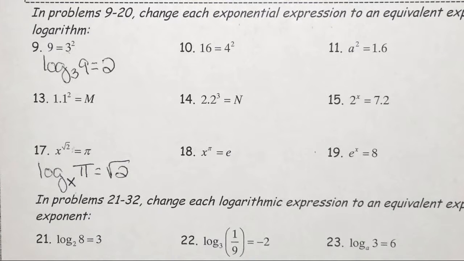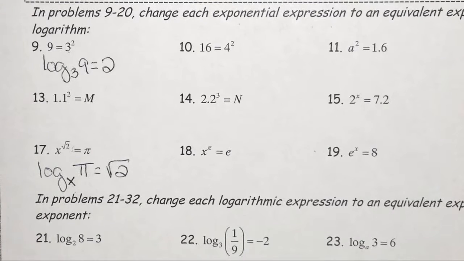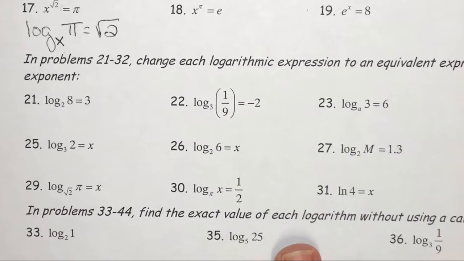So that leaves you with 4 more to do. Should you be able to do those? Yeah. All right, let's go look at the next section. On 21 through 32, they want me to go the other way. They want me to change all these logs and ln's to exponentials.